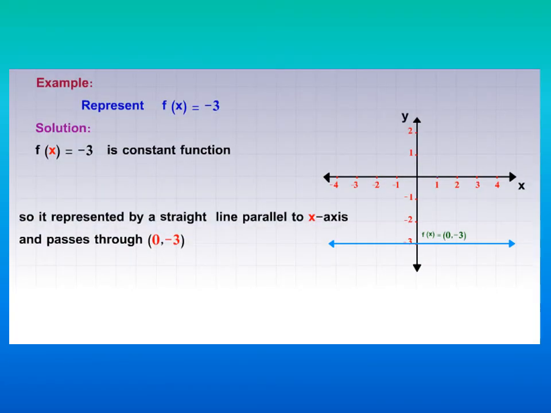Example: represent f(x) = -3. Solution: f(x) = -3 is a constant function, so it is represented by a straight line parallel to the x-axis and passes through the point (0, -3).